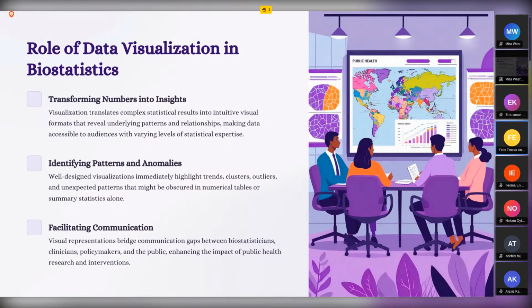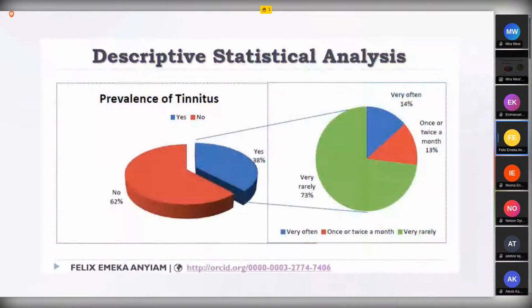So why do we use visualization in biostatistics, especially in this case now where we're talking about descriptive statistics? It's easier to actually communicate things visually than in text. You can see the previous diagram that I showed you. You would agree with me that it was easier. Can we see the previous two slides, please? The one I did on the different countries.